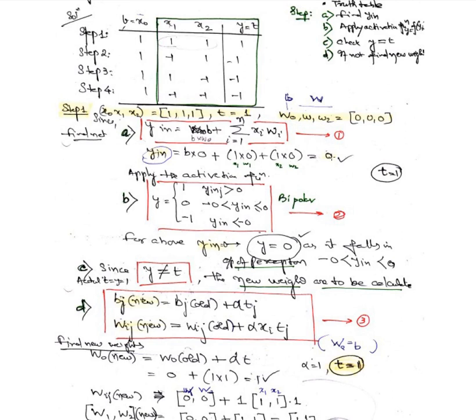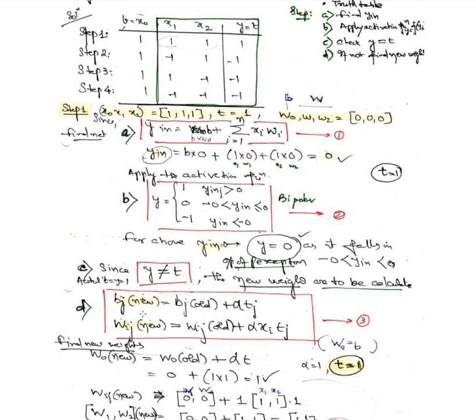Now here we have got a 0, so Yin is equal to 0. Yin equal to 0 means it falls under this range of theta. So this condition exists, but our target is 1, so it does not satisfy. So y is not equal to the target. So we have to look for the new weight; a weight adjustment we have to do. So we are going for a new weight.